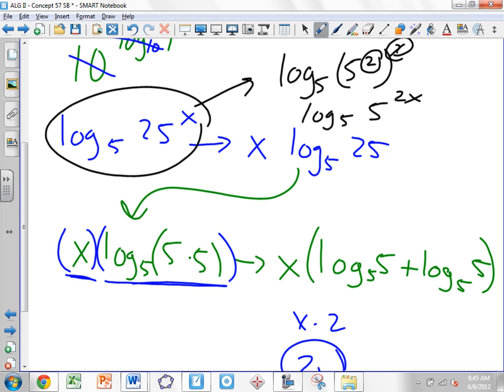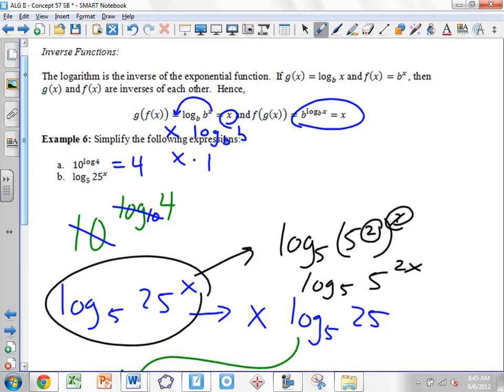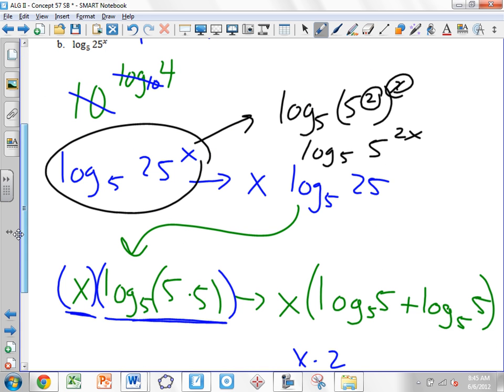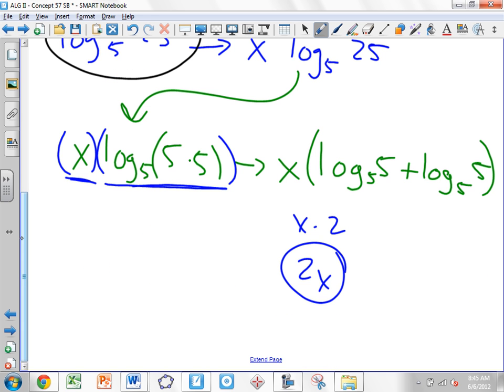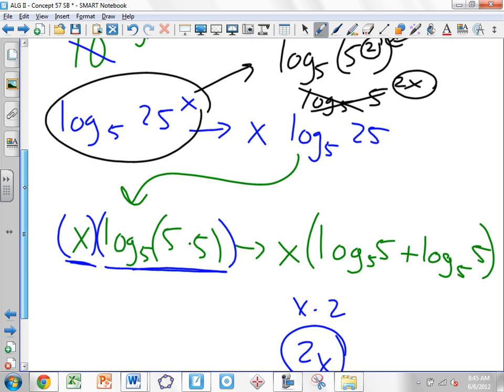The log base 5 of 5 kind of cancels itself out. That's the rule here. That's what we just showed a minute ago. Log base b of b to the x just remains x. So whatever the exponent is, that's really the answer there. So really, these cancel each other out, and you're left with 2x. So the solution could be just 2 steps, or it could be a few more steps to get the same answer of 2x.